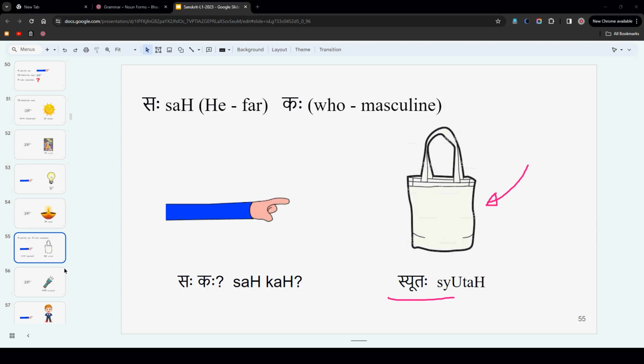That you already know. I think the question is different, but I'm just clarifying here. The linga, whether it is pullinga, strilinga, or napunsakalinga, is applied to the word, not to the object referred to or indicated by that word. For example, parvata. The linga is pullinga, and that gender is for the word parvata, not for the actual physical thing, the mountain.